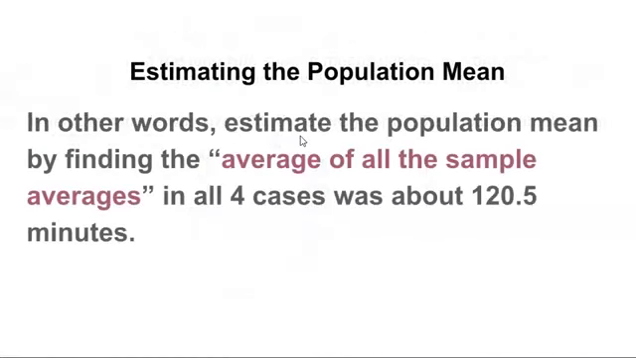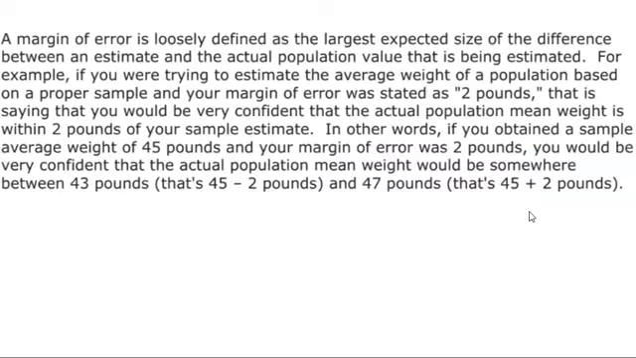So you want to estimate the population mean by finding the average of all the sample averages, and that gives you a good estimate for the population mean. So Fred's average was 120.5 minutes, which would mean that he could correctly claim that on average his flares burn more than 120 minutes. So the next thing to consider here is margin of error.